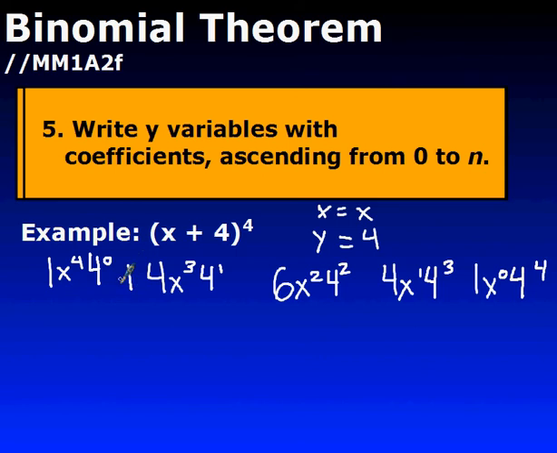The last piece I need you to do is some simplifying. 1, x to the 4th, 4 to the 0. Any number raised to the 0 power is 1. So all that remains of this term is x to the 4th. This term is 4 times x to the 3rd times 4 to the 1st. 4 to the 1st is 4. 4 times 4 is 16.